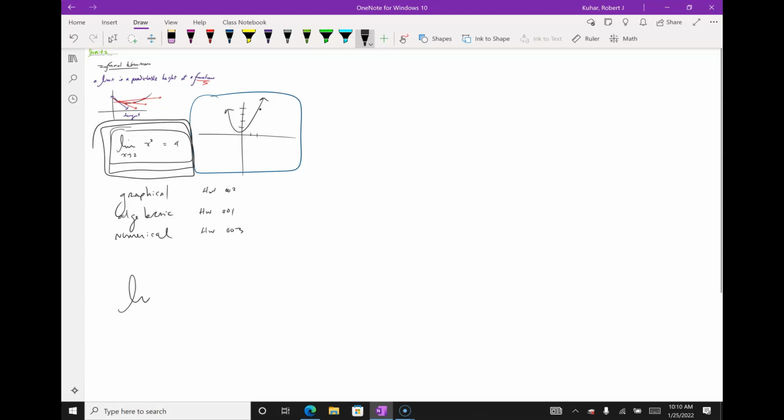Like if I asked you the limit as x goes to 0 of sine of x over x, right? When I try and plug this value in, what do I get? I get sine of 0 over 0, right? So definitely a problem, but what is sine of 0? Just yell it out for me. 0. So I get 0 over 0.